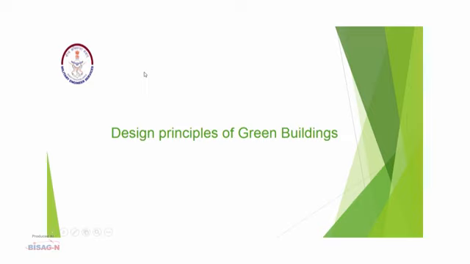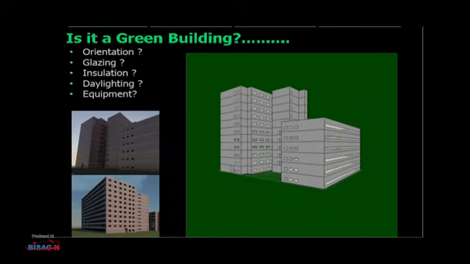Now, what are the design principles for green buildings? As we have already seen, energy efficiency contributes 12 points. So we are not taking 100 points, we are just seeing how we can improve the energy efficiency of a building by making slight modifications during architectural design, structural design, and plumbing design. For a green building, different parameters have been considered. We can make certain corrections using orientation, glazing, insulation, daylighting, and equipment.